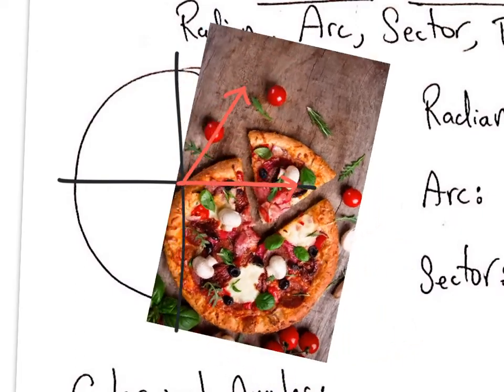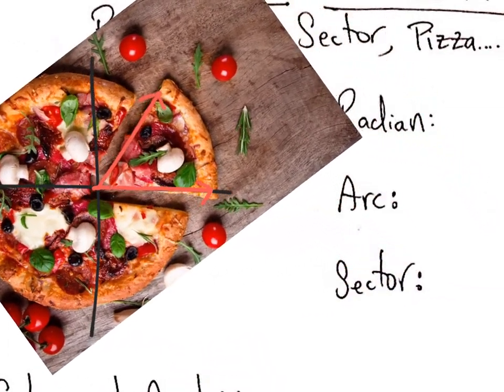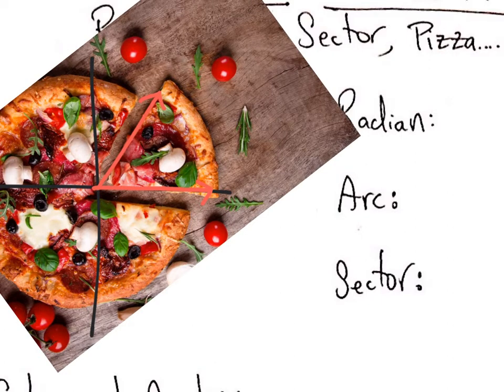Okay, and so let's see. Alright, so there's our piece of pizza. And when we talk about the arc, we're talking about the length of the crust. And when we talk about the radius, we're obviously talking about the radius. So radian measure is a measure of the angle, okay, so how wide this piece of pizza is. And we can define it as the length of this, the crust, divided by this length, the radius.